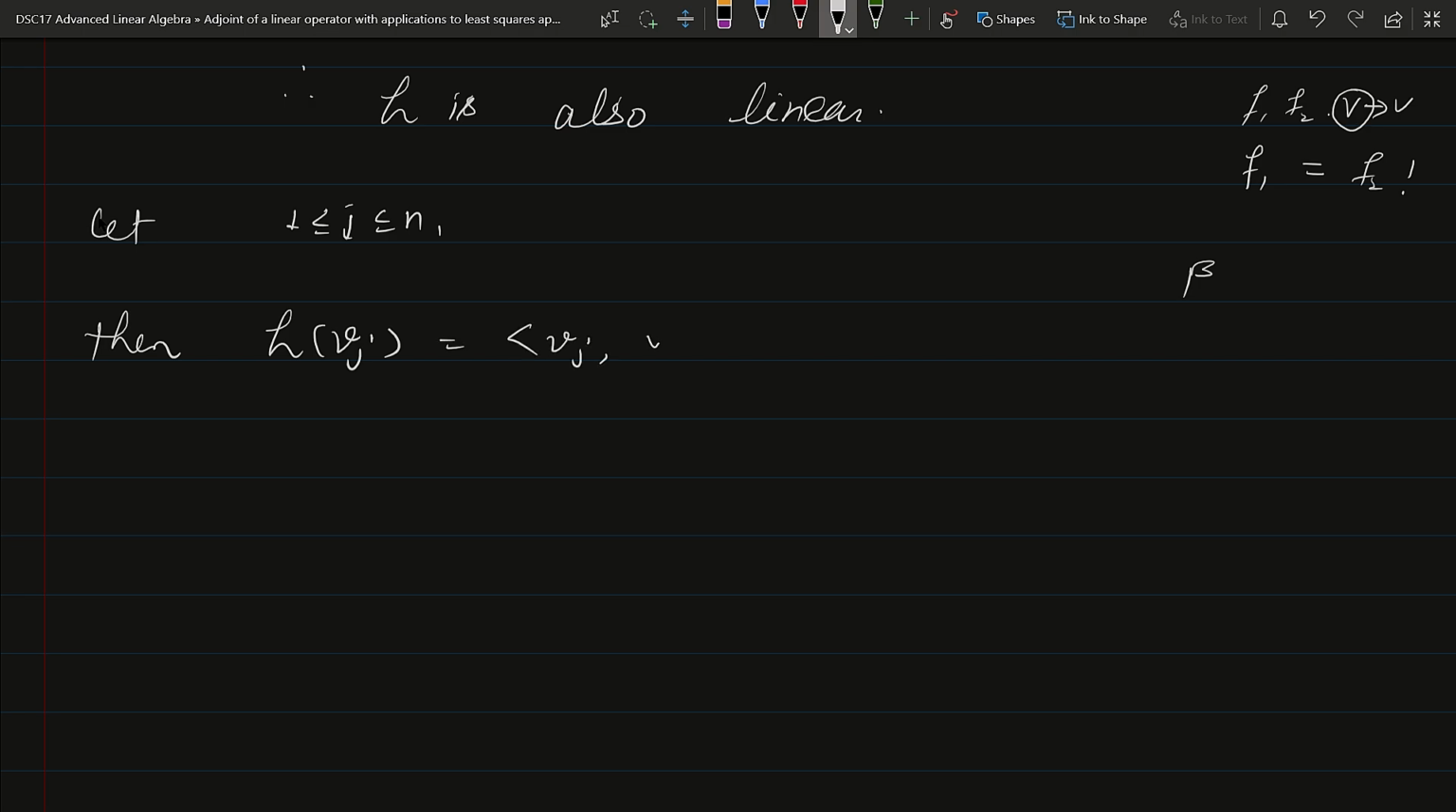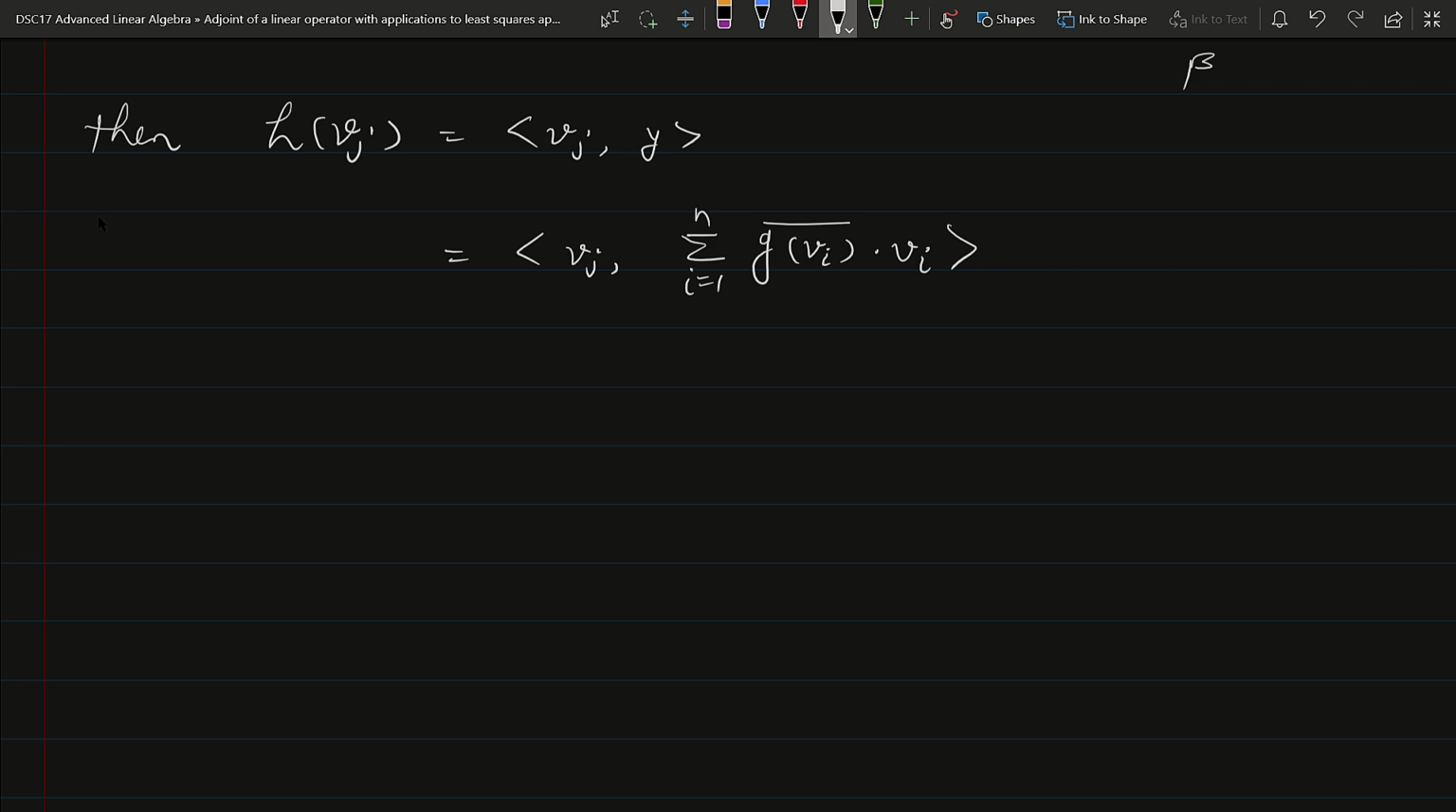So from the definition this will be the inner product of vj comma y. Now this is vj, then y is the summation i running from 1 to n of g vi bar times vi, right? Now this is an inner product, so the inner product is complex linear in the second component, और ये सभी coefficients ही तो हैं. Let me write in a precise way. You can write it as vj comma, if you choose i equals 1, then you will have g v1 bar times v1, plus g v2 bar times v2, plus, and so on, you will have g vn bar times vn.